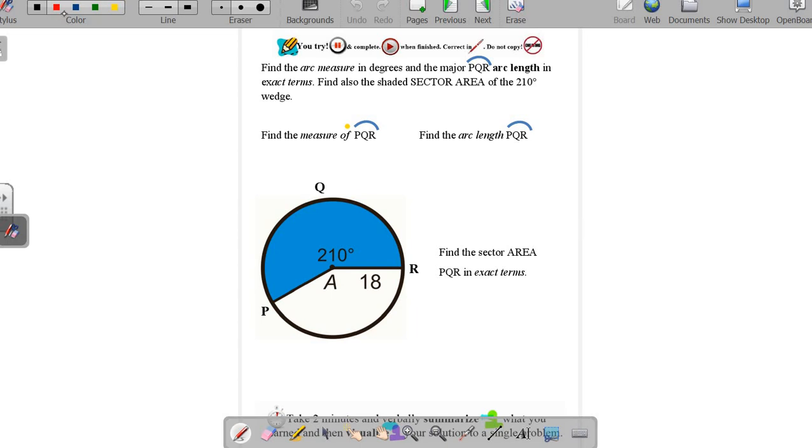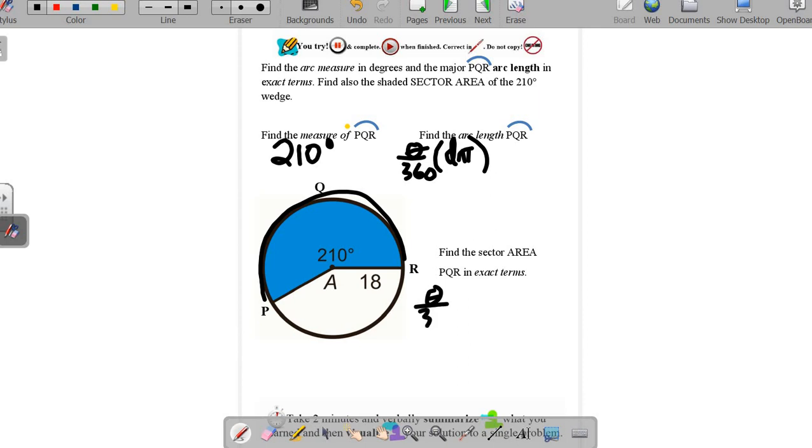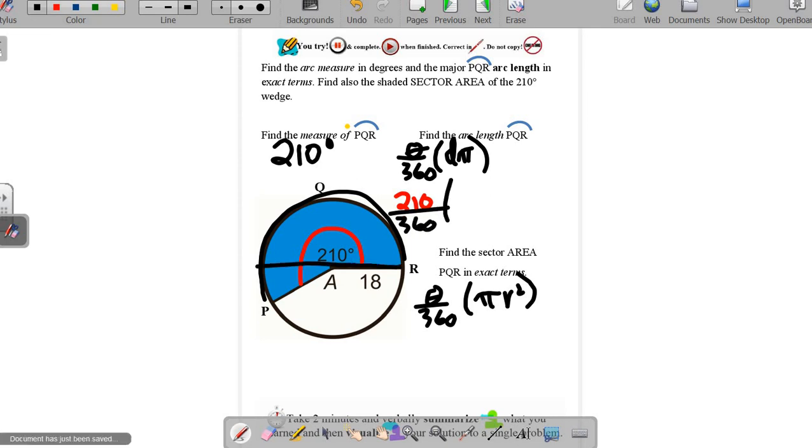Students, you're now checking your work. Hopefully you're just not copying. So arc measure, PQR, measure is degree measure, so that's going to be 210 degrees. Arc length is going to be theta over 360 times d pi. Sector area in exact terms is theta over 360 times pi r squared. Coming over here, that's going to be 210 over 360 times, trace it, 36 pi.